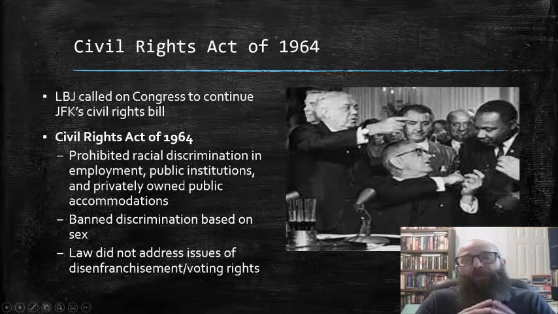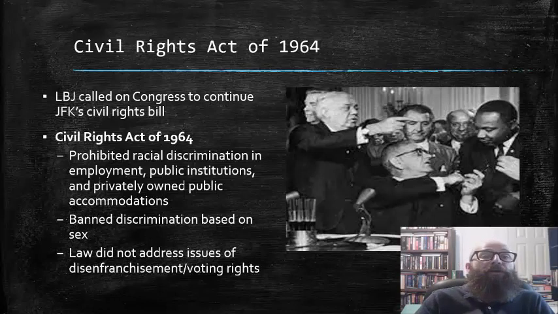Immediately upon assuming the presidency in 1963, LBJ called on Congress to continue work on JFK's Civil Rights Bill. This led to the Civil Rights Act of 1964. This act prohibited racial discrimination in employment, public institutions, and privately owned public accommodations. It also banned discrimination based on sex. However, the law did not address issues of disenfranchisement or voting rights.